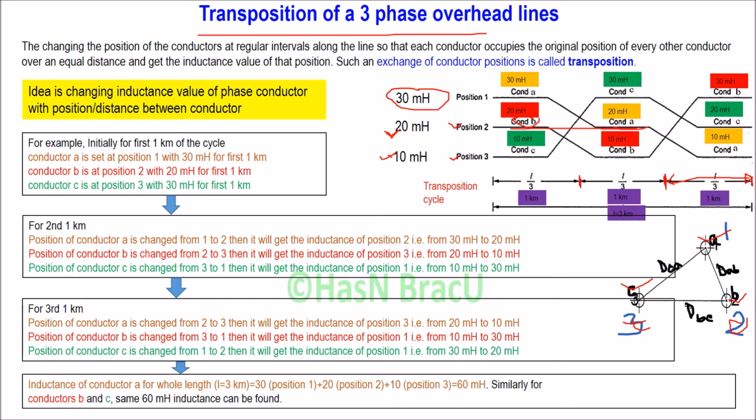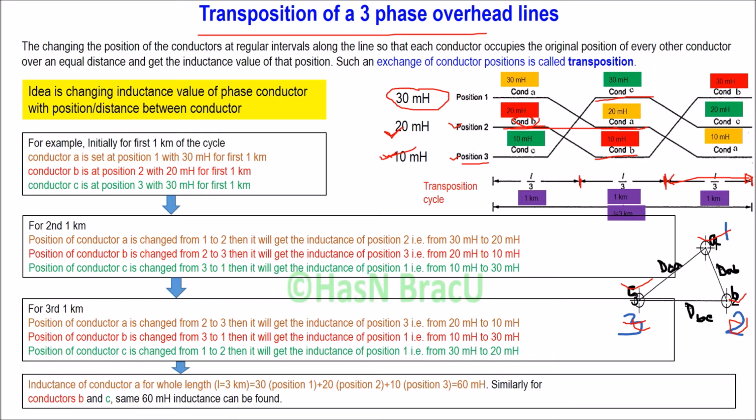Similarly, conductor B is changed from position 2 to position 3, so its inductance value will change from 20 millihenry to 10 millihenry, right? Similarly, the conductor C will also be changed from position 3 to position 1, so its inductance value will change from 10 millihenry to 30 millihenry, right?